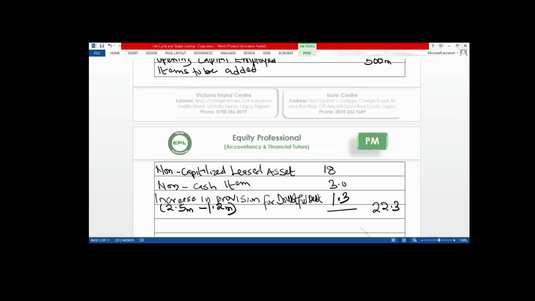There is no decrease in provision in this question. In this question, there is no reduction in provision. You can now get your adjusted capital employed. 500 million plus 22.3. This will give us 522.3 million. This is the adjusted capital employed.